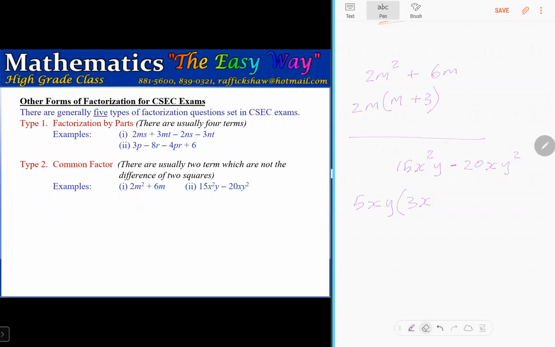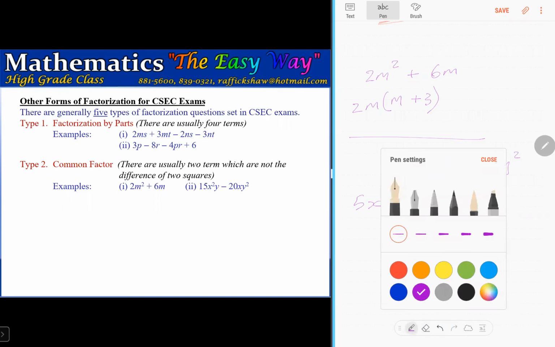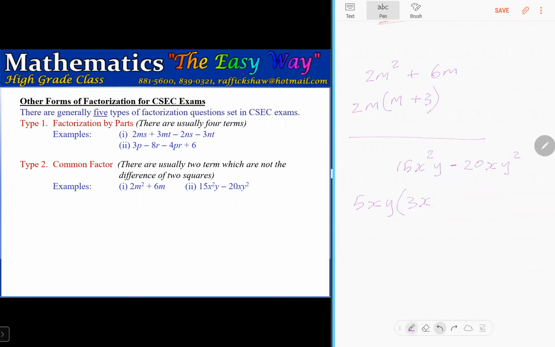And then now on the other side, divide the negative 20 by the 5, you get negative 4. You divide the x already, so they're gone. And divide the y squared by y. And that's it. Common factor. That cannot be factorized any further. That's it. 5xy into 3x minus 4y. That's it. Can't factorize any further. That's a common factor. All right.